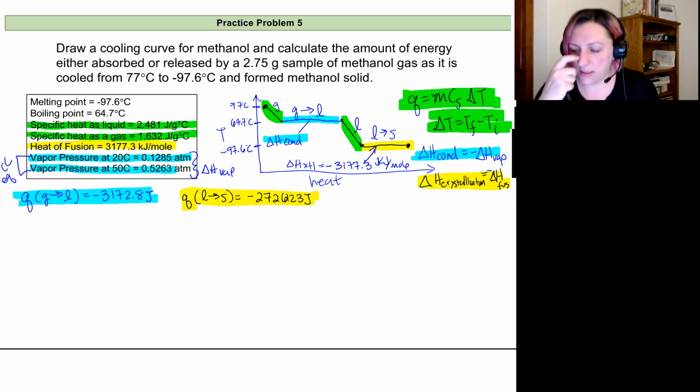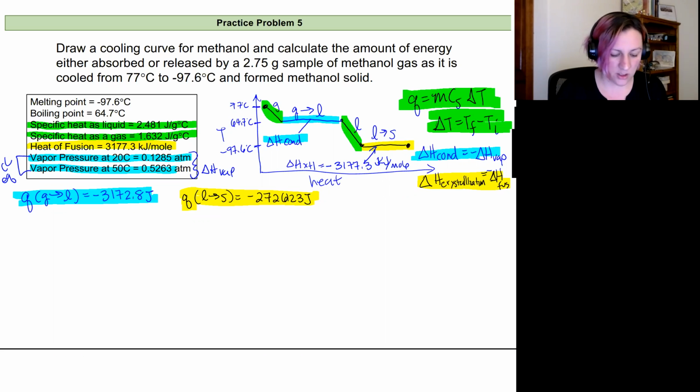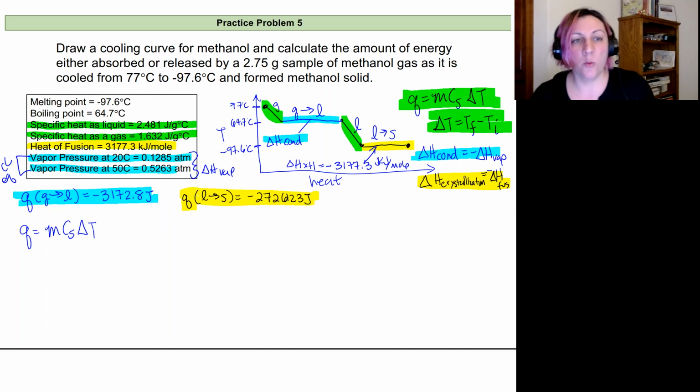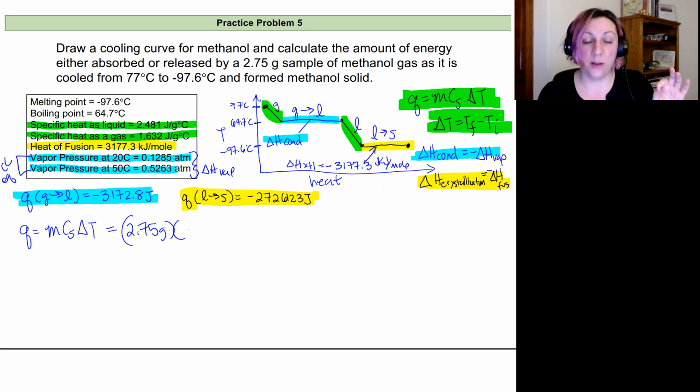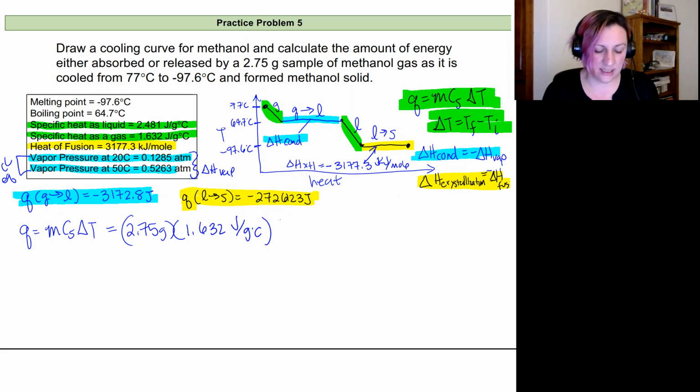So for the gas, we're going to be using our equation that Q is equal to mass times specific heat times the change in temperature. And we're going to make sure that we're using the specific heat for the gas and not the one for the liquid. So plugging this in, we're going to use that 2.75 grams. And then the specific heat in the gas phase is the 1.632. So I'll multiply that by 1.632 joules per gram degrees Celsius, and then multiply this by my change in temperature.